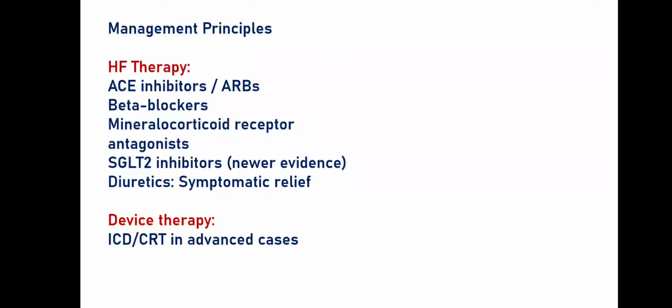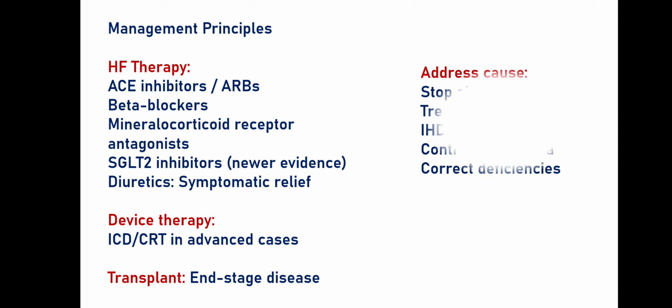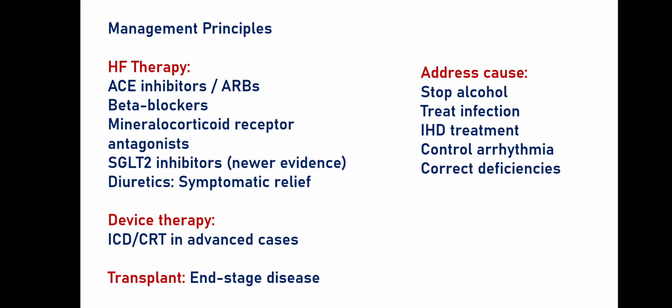Management principles: heart failure therapy comes first. Diuretics for symptomatic relief, and the others: ACE inhibitor or angiotensin receptor blocker, beta blocker, mineralocorticoid receptor antagonist like spironolactone, and SGLT2 inhibitor, which shows newer evidence in the treatment of heart failure. Device therapy: implantable cardiac defibrillator or cardiac resynchronization therapy in advanced cases, and transplant in end-stage disease. Address the cause: stop alcohol, treat infection, treat ischemic heart disease, control arrhythmia, correct deficiency.